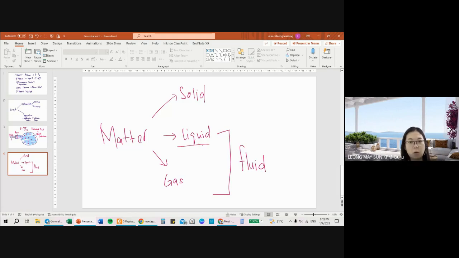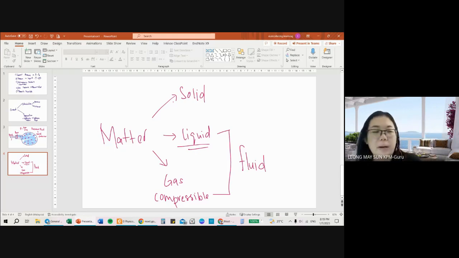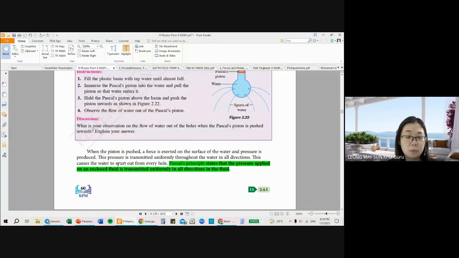We focus more on liquid because gas can be compressed. Gas is compressible, but liquid is not so compressible. Obviously the least compressible is solid, but comparing fluids, which are liquid and gas, liquid is more incompressible compared to gas. So that's the reason why in the next few applications of pressure, you keep seeing the word fluid here.